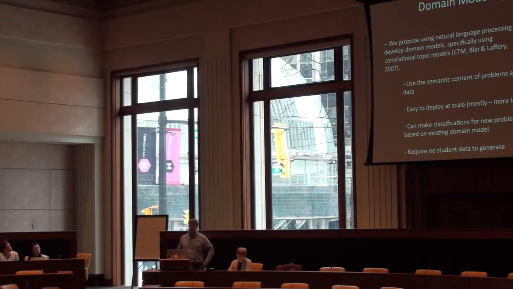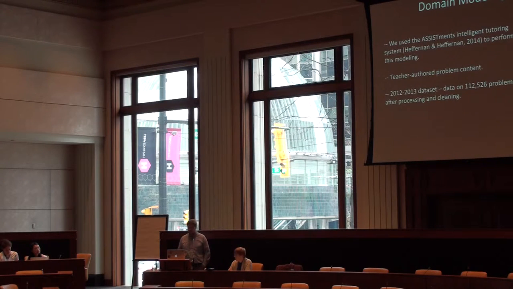Since we're not using student performance, we don't have to sacrifice any student data for the sake of constructing our domain model. We use the ASSISTments intelligent tutoring system to perform this modeling. It's particularly well suited for this particular form of domain modeling because it is a system that uses teacher-authored problem content. So we have different teachers at different schools who are writing their own content for ASSISTments, authoring their own problems. And we used, in particular, the 2012-2013 data set. After processing, cleaning, removing strange problems, we were left with 112,526 items on which to fit our CTM domain model.